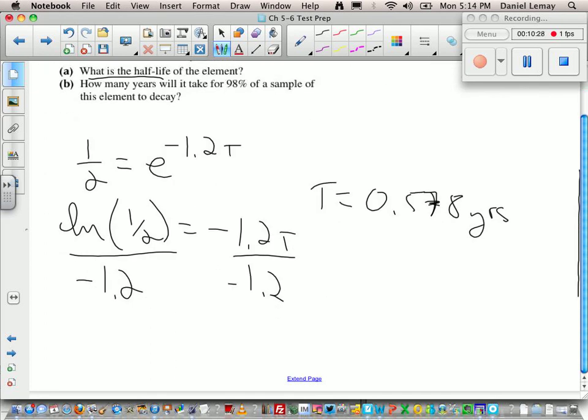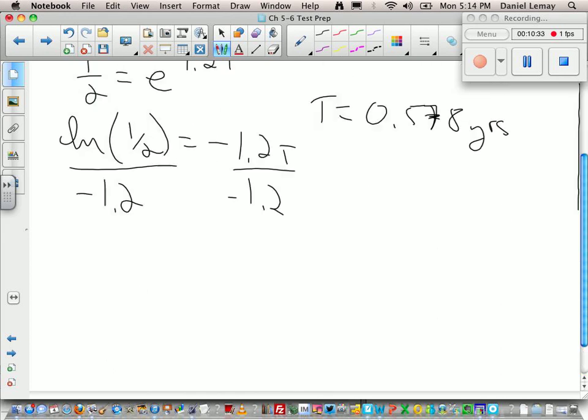I got a half-life of t equals 0.578 years. Okay, then they're asking us, when will 98% of it have decayed? Well, if 98% of it's decayed, 2% will be left. So, when is that equation? When is that?